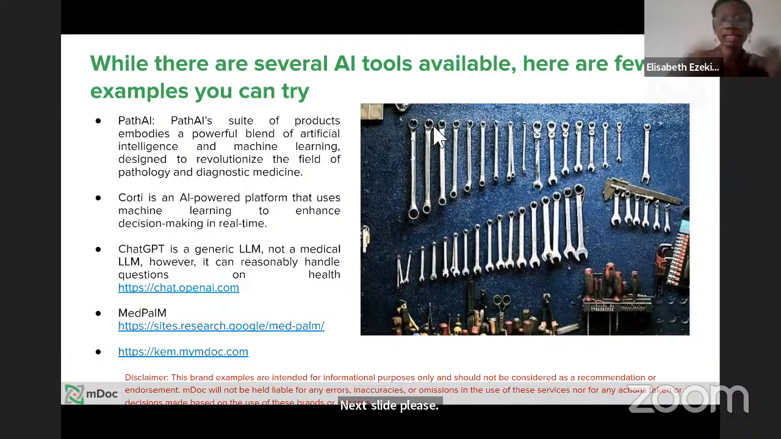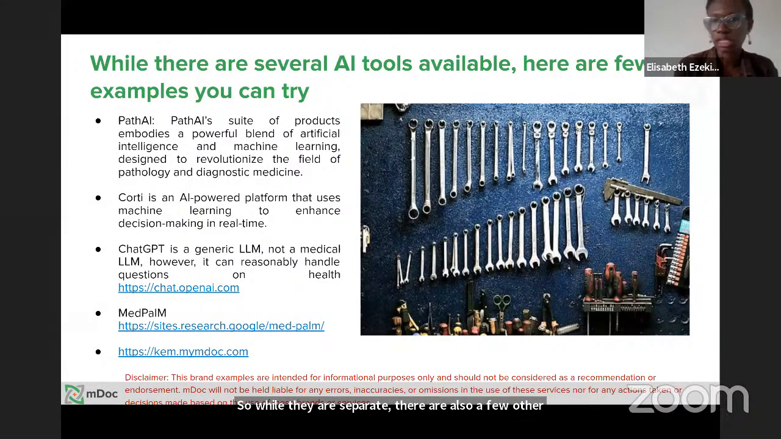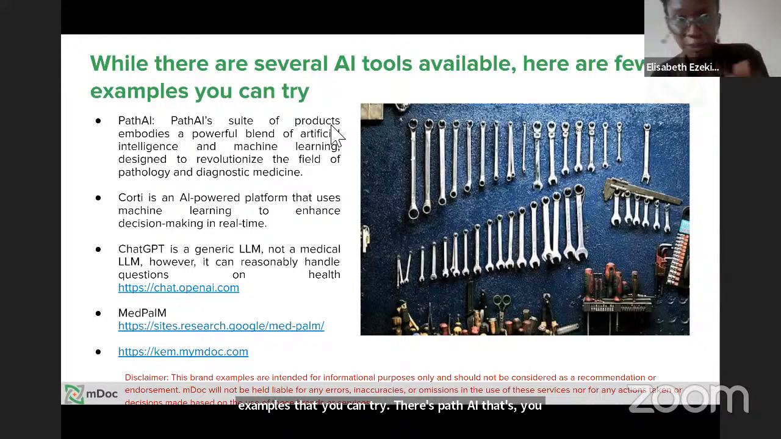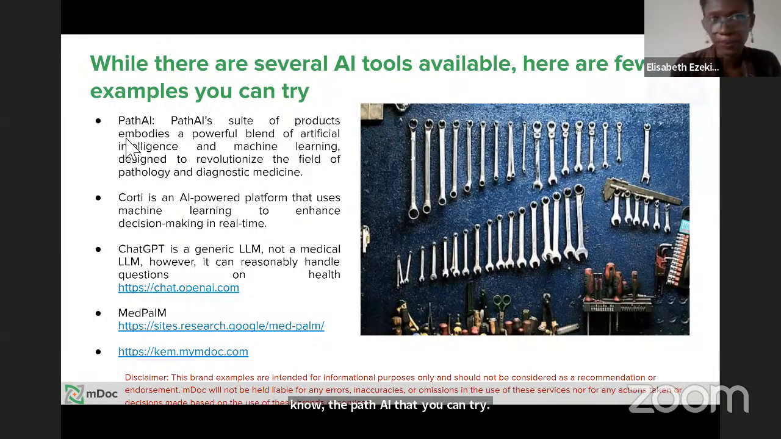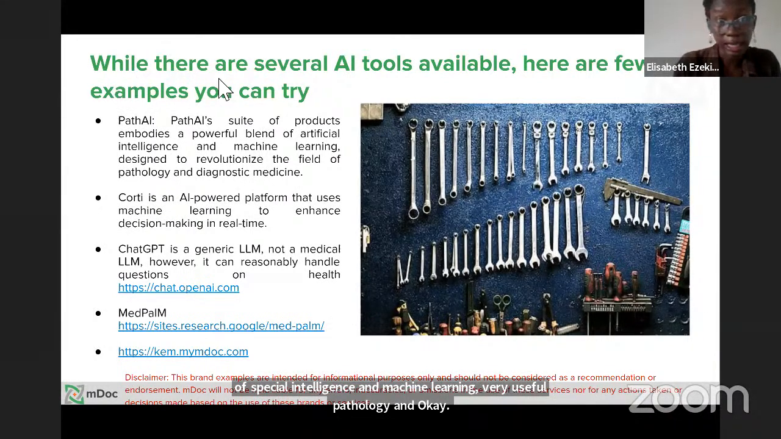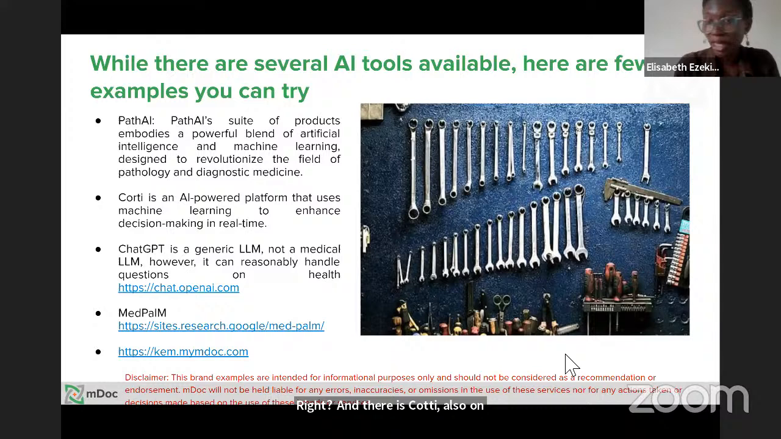So while there are several AI tools available, there are also a few other examples that you can try. There's Path AI, a powerful blend of artificial intelligence and machine learning, very useful for pathology and diagnostic medicine, right? There is Coti, also another AI-powered platform that enhances decision-making in real time. Many of us are familiar with ChatGPT. There is MedPalm, like we read earlier, and there is also Chem at mymdoc.com.